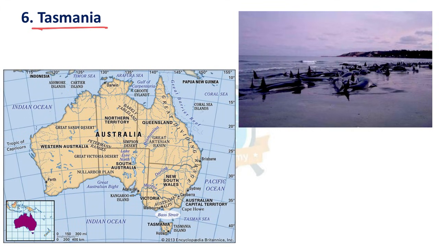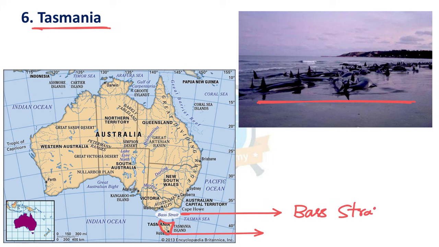Next issue is Tasmania. Tasmania is an island south of Australia. This was news because hundreds of whales died near the Tasmanian coast. With regard to Tasmania, the important thing is it is famous for various types of grasslands, and the water strait between Australia and Tasmania is known as Bass Strait. Important. Bass Strait is the major strait. Bass Strait is located between Tasmania and mainland Australia.